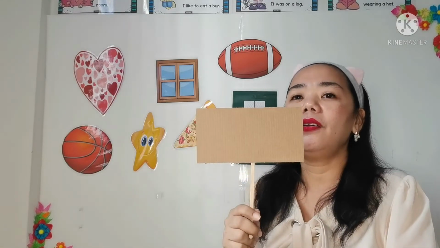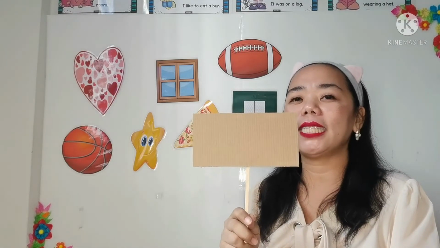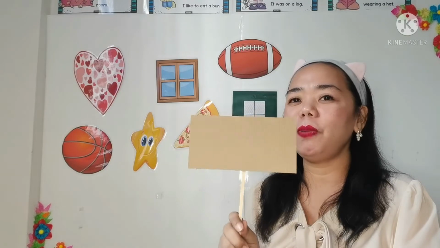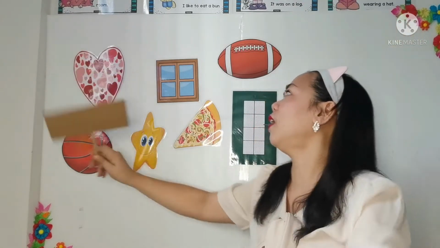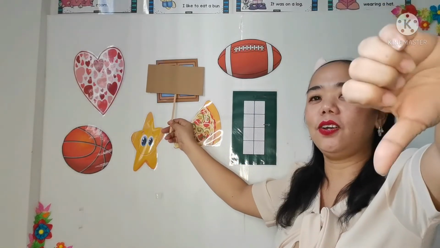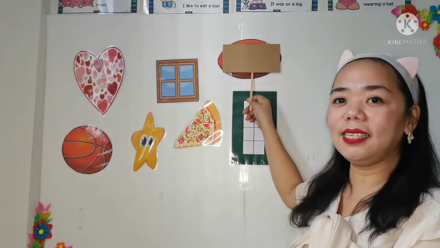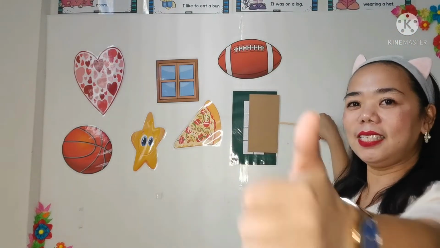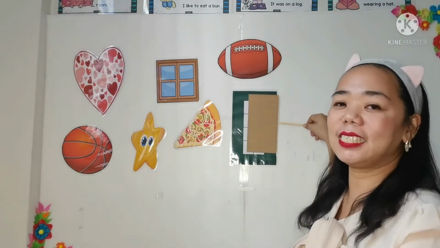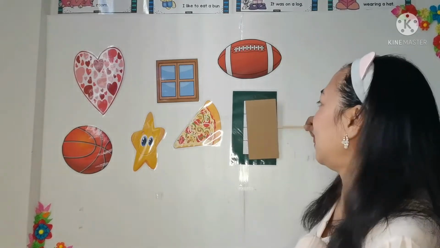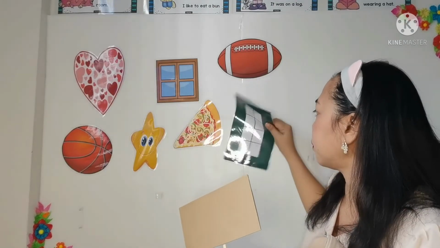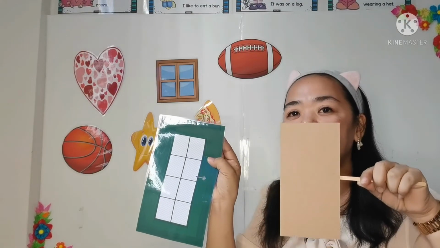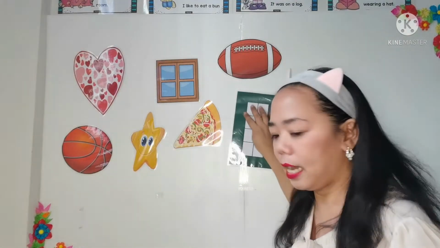Okay, how about this one? The shape is rectangle. Can you say it again? Rectangle. Okay, this shape is rectangle. Is this rectangle? Yes or no? No. Is this rectangle? No. Is this rectangle? No. Is this rectangle? Yes, this is rectangle. Look at this. Okay, this is rectangle. Good job.